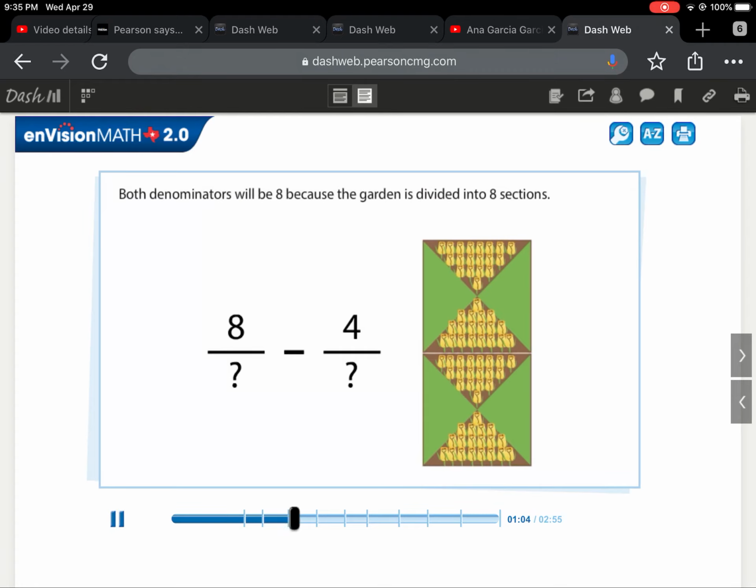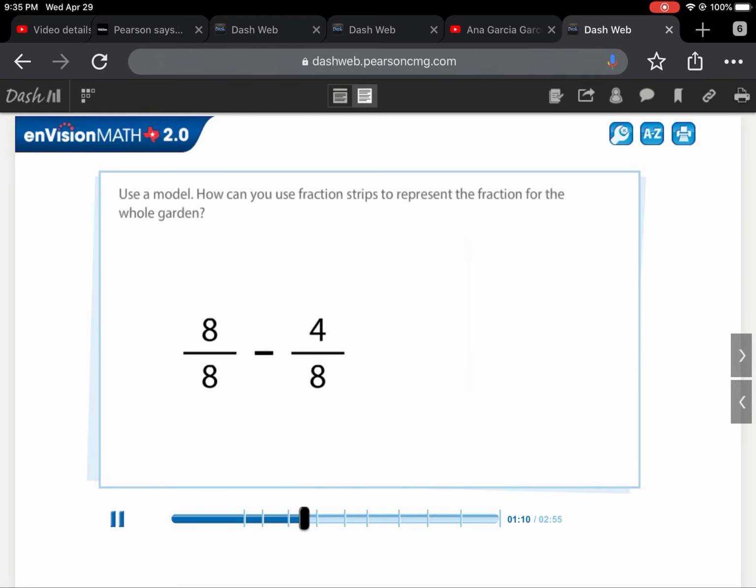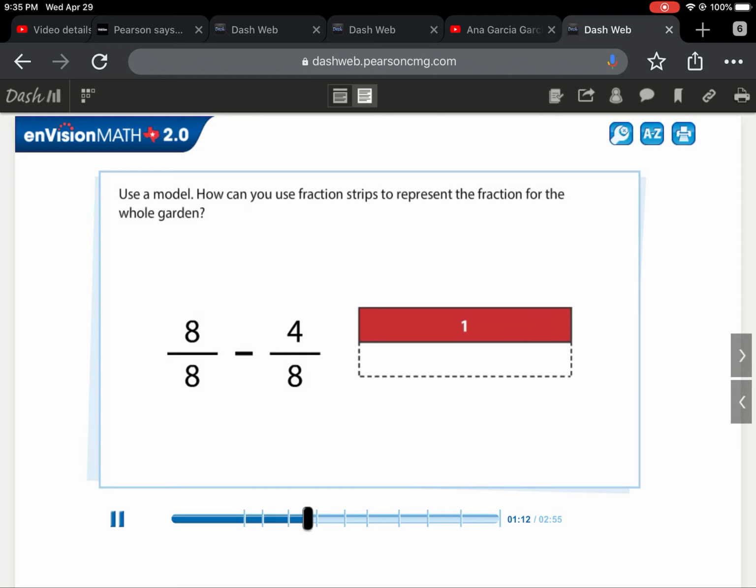Remember that the denominator will tell you how many parts are in one whole. Both denominators will be 8 because the garden is divided into 8 sections. Use a model. How can you use fraction strips to represent the fraction for the whole garden?